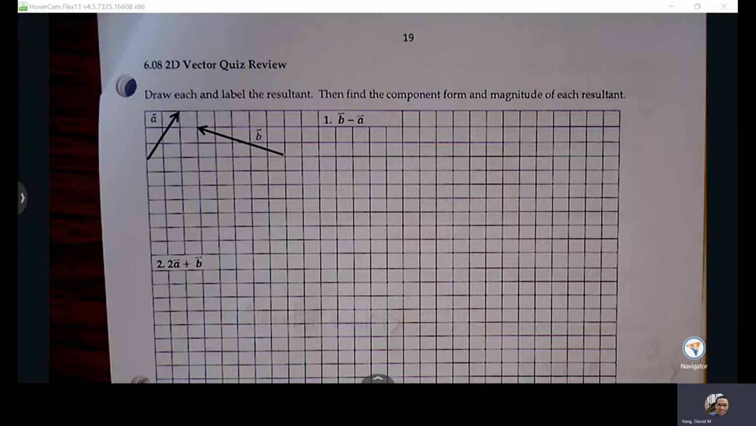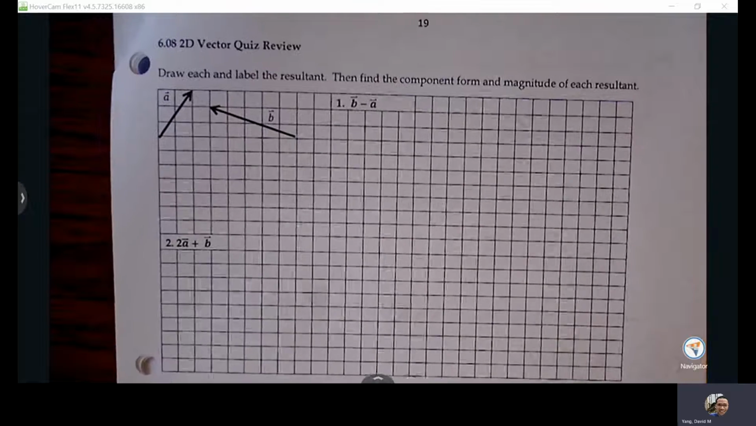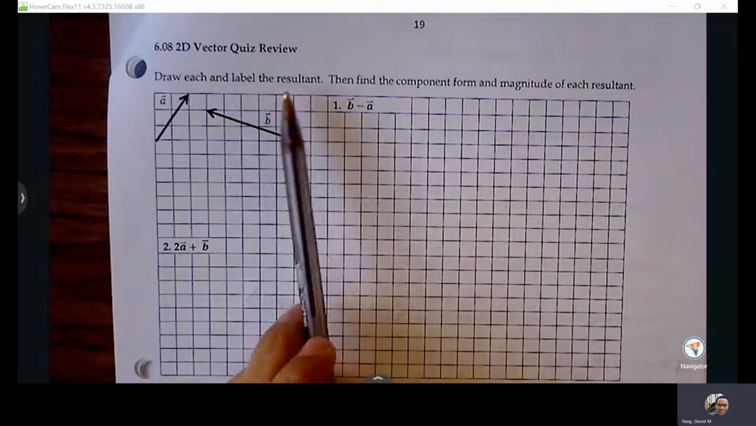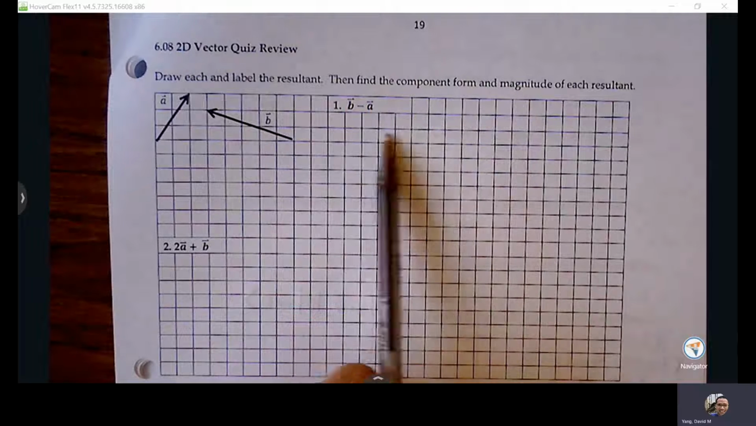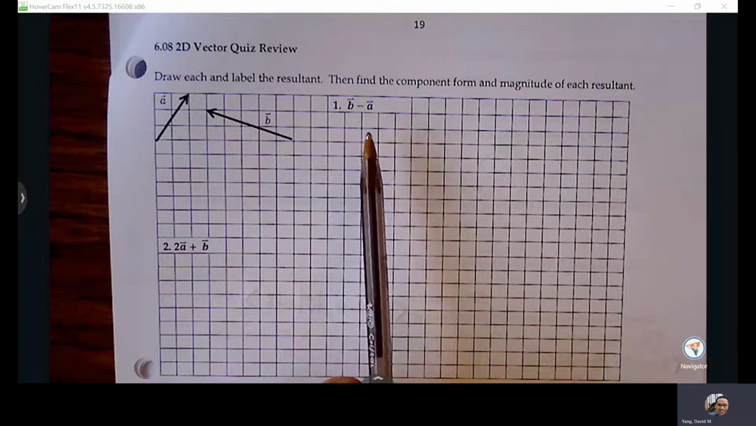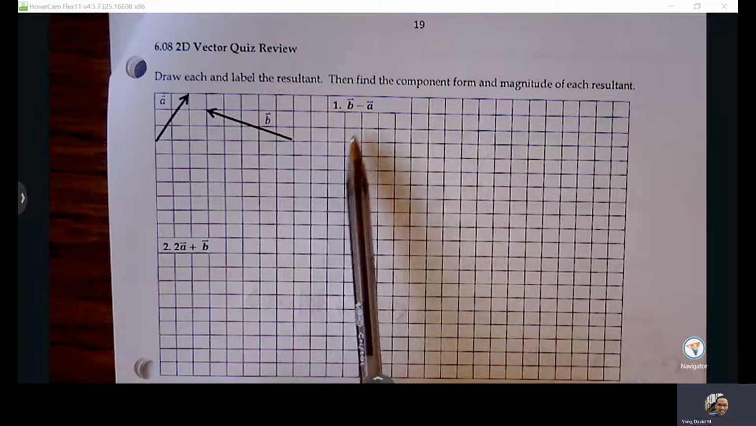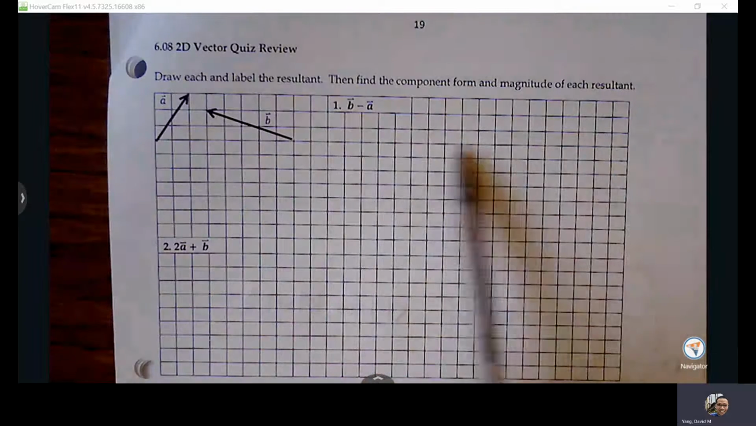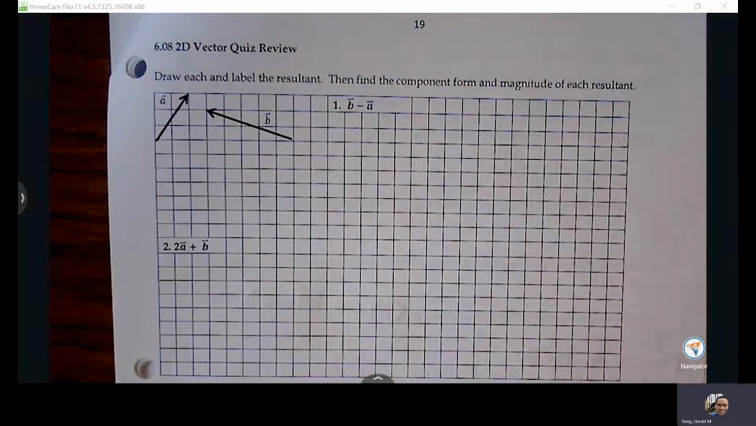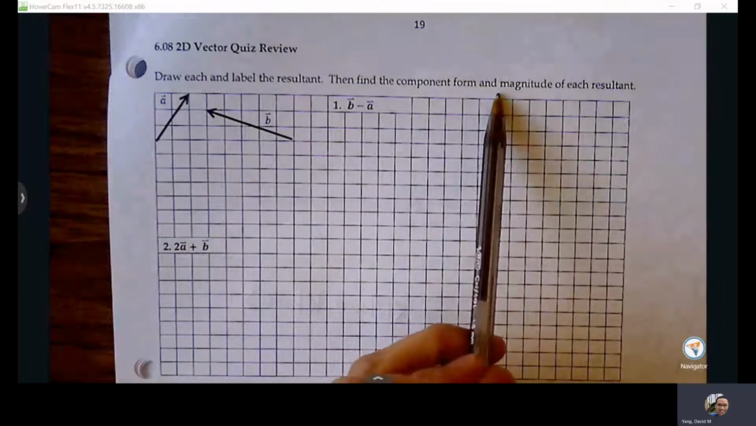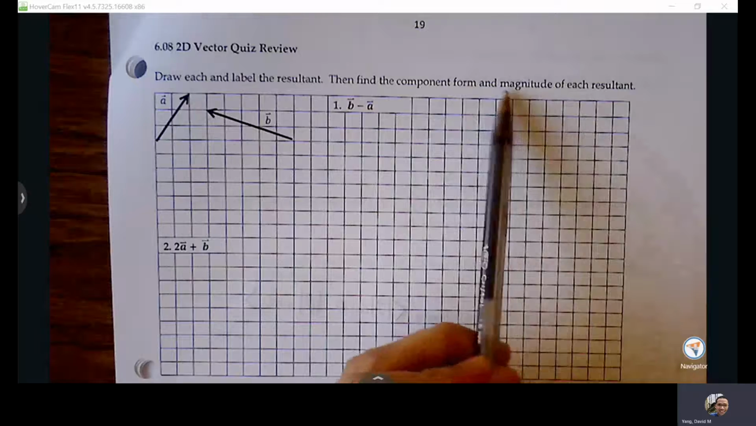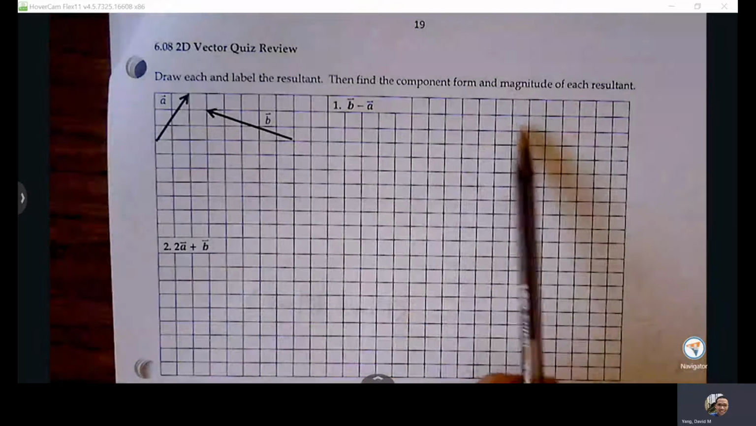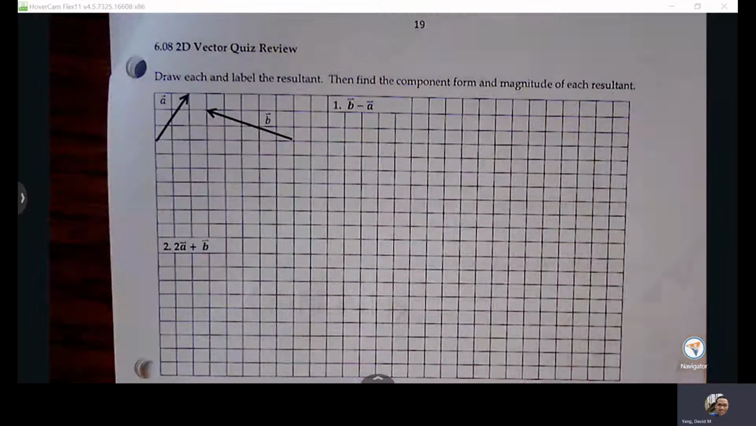Okay, so let's start with number one. Draw each and label the resultant, then find the component form and magnitude of each resultant. So basically, after we create our resultant vector, we can get it into component form, and from component form, Pythagorean theorem will get us to our magnitude. And if we want to find direction, it's not asking for direction, but if it were, we can just use inverse tangent.